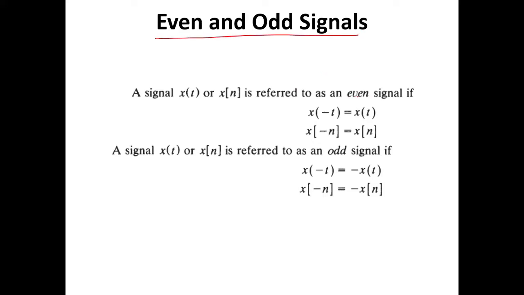When x of minus t is equal to x of t in the continuous time domain, and in the discrete time domain x of minus n equals x of n, then they are called even signals. Otherwise, if x of minus t is equal to minus of x of t, or x of minus n equals minus of x of n, if this condition is met, then the signals are regarded as odd signals.